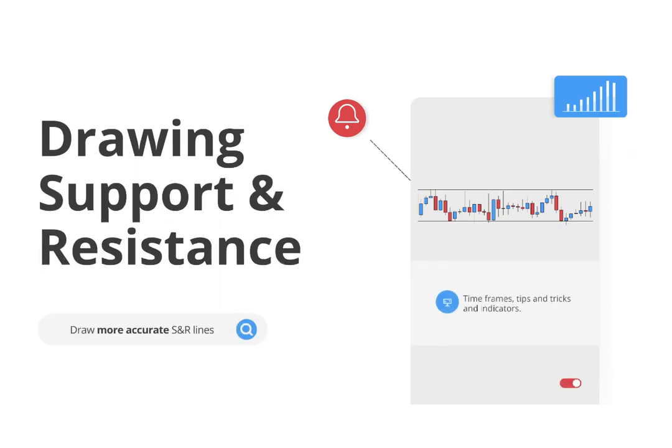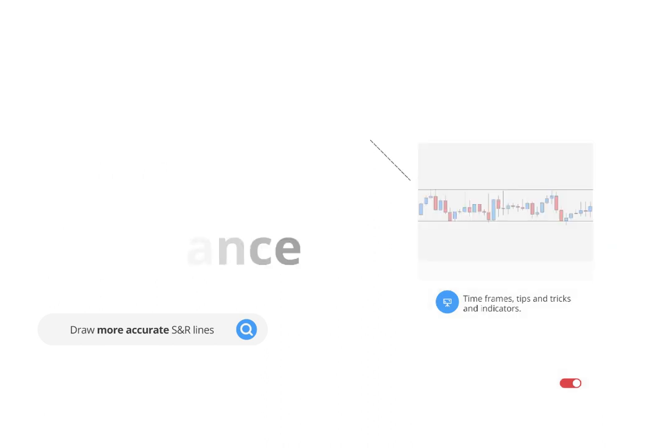In today's video, we are going to be drawing support and resistance lines. So this is going to be a fairly quick tutorial, but I'm going to show you my updated method on drawing SNR lines. I am going to include a few tips and tricks and then an indicator that I actually like to use these days just to quickly plot those lines in.